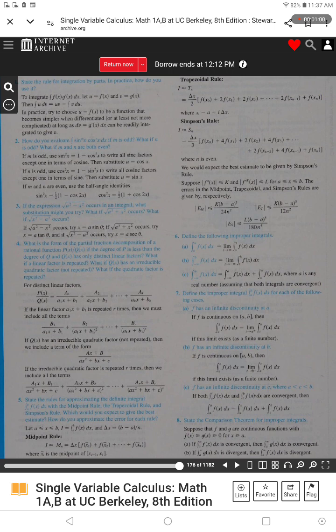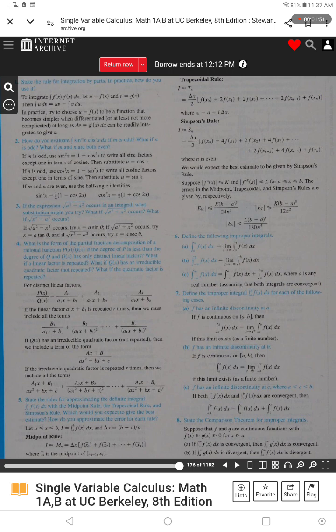which equals delta x [f of x̄ sub 1 plus f of x̄ sub 2 plus ellipsis through plus f of x̄ sub n], where x̄ sub i is the midpoint of [x sub i minus 1 and x sub i].